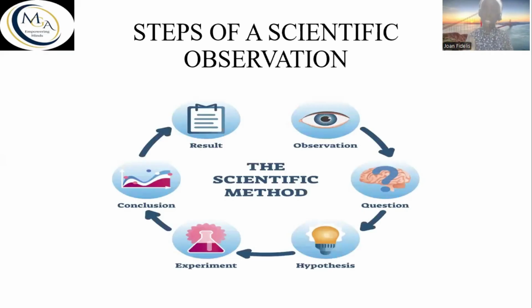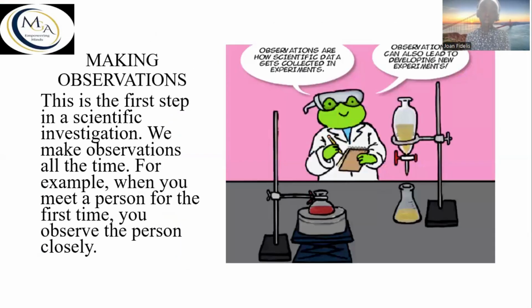So there are 6 steps. Like I said, it's a stepwise process, and the first one is observation, then we have question, then we have hypothesis, then we have experiment, and we have conclusion, and finally we have results, sharing the results with others. So the first one we're going to be looking at is making observations, or simply put, observations. This is the first step in a scientific investigation, okay? So before we can start any scientific investigation, we need to observe.